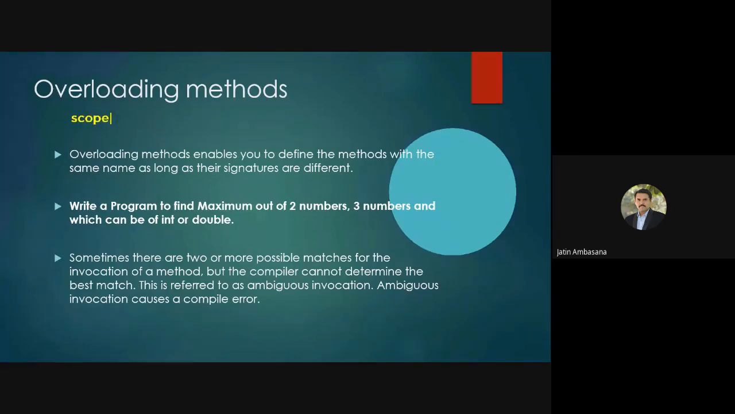The scope is there, right? Then the modifier is there, right? Then the return type is there, right? Then the method name itself is there. Then the parameters are there, defined, right? And then there is a body, right? Okay, so overloading of methods can happen.